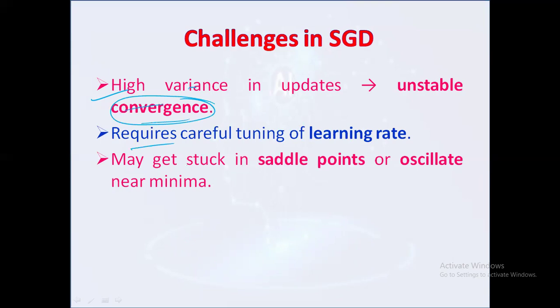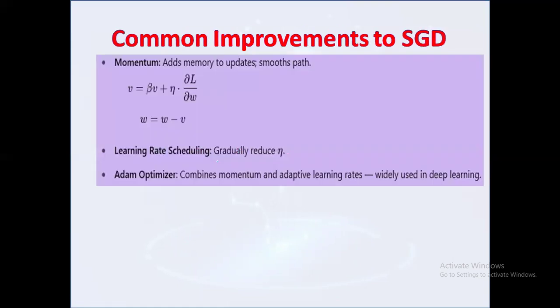A poor choice can make the model diverge or get stuck in non-optimal regions. Additionally, SGD may oscillate near the minimum and never fully settle, which can impact the final model accuracy unless improvements are applied. Next, common improvements to SGD. To overcome the instability of SGD, several techniques are used. Momentum is a very important one.